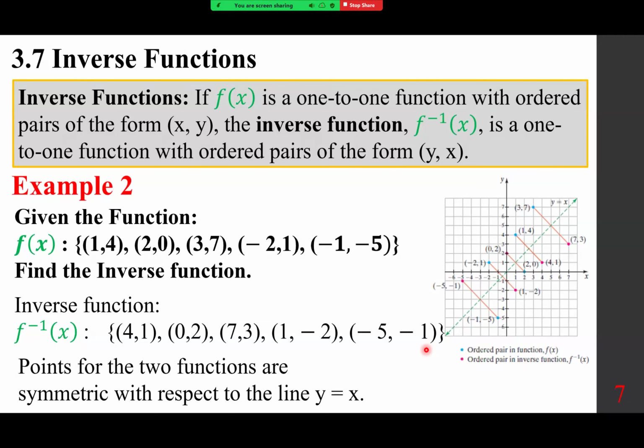What it means is that if you pick any point from one of them and you drop it perpendicular to the line y equals x, and if you continue the same distance, you get a point which belongs to its inverse. So in each case, the distance here and the distance here is the same. This distance and this distance is the same. That's the concept of symmetry.